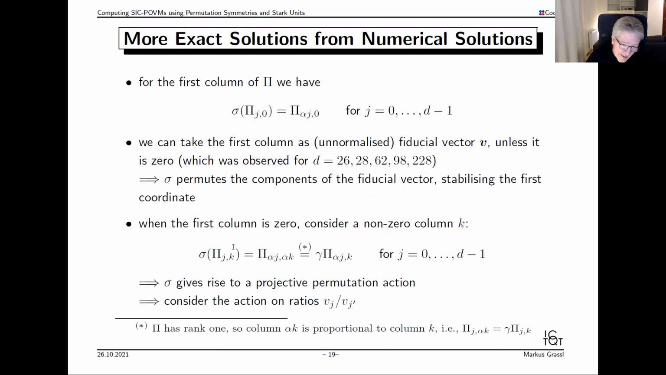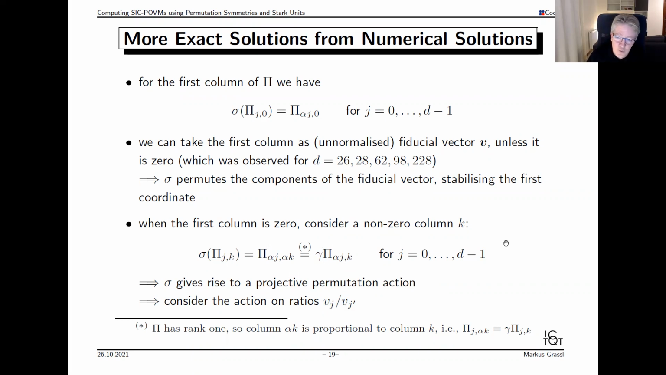Then when we look slightly more closely, there's actually a way around that. We find that we get a projective permutation action. So we are not only permuting the indices, but we are multiplying by a constant gamma. The constant gamma just comes from the fact that we have a rank 1 projection operator, and therefore the columns are proportional to each other with a fixed proportionality constant. And so we can rectify that. Instead of looking at the permutation action on the coordinates of the vector, we look at the permutation action on ratios.